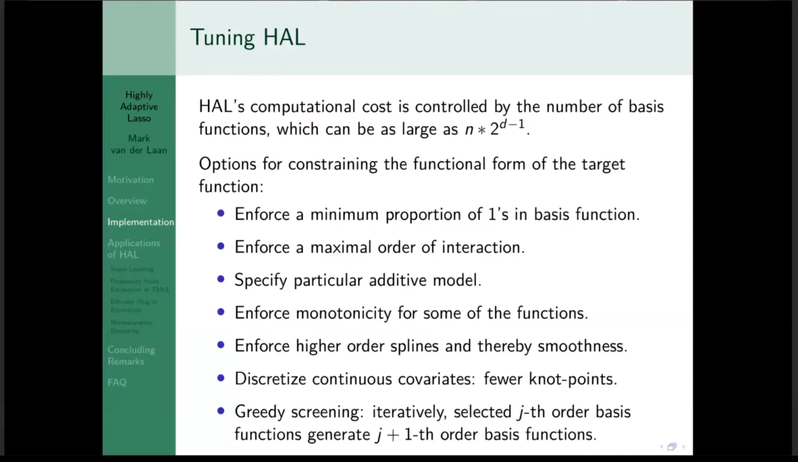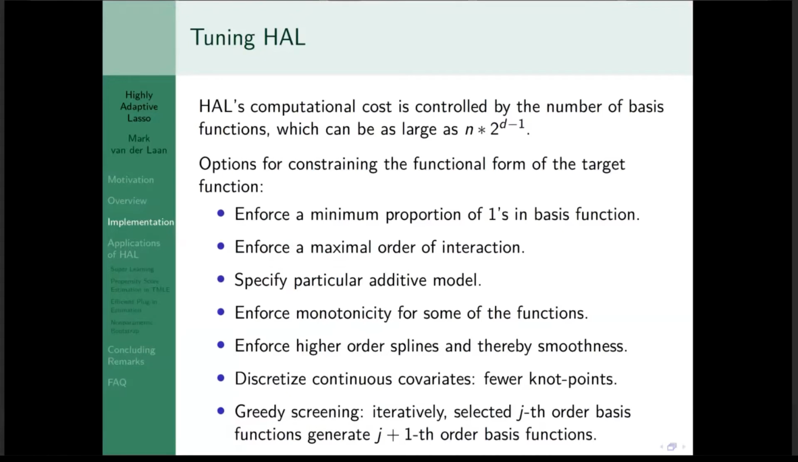You can also discretize the continuous covariates, because they are the ones contributing a lot of basis functions, a lot of knot points. You don't really need that, right? If you have a continuous covariate, 5 or 6 knot points is already pretty good. So you don't need n of them, which is what it would do if you don't restrict it.